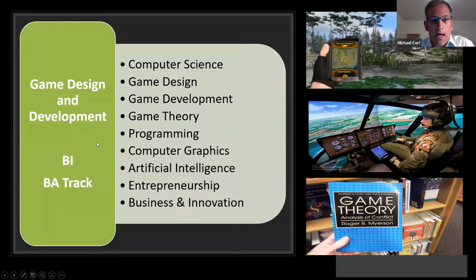Moving along to game design and development, you saw that was one of the degree programs in the Bachelor of Innovation, and it's one of the tracks in the Bachelor of Arts. And here you see that you'll certainly get some of the computer science and programming stuff in there, but then you get into the game design and development theory, which makes sense for the program. You learn how to do some computer graphics and then artificial intelligence. The BI program would have the entrepreneurship as well as the business and innovation. You probably wouldn't see that in the BA unless you took it as one of your gen ed type courses. Okay, so that shows you the span in game design and development.